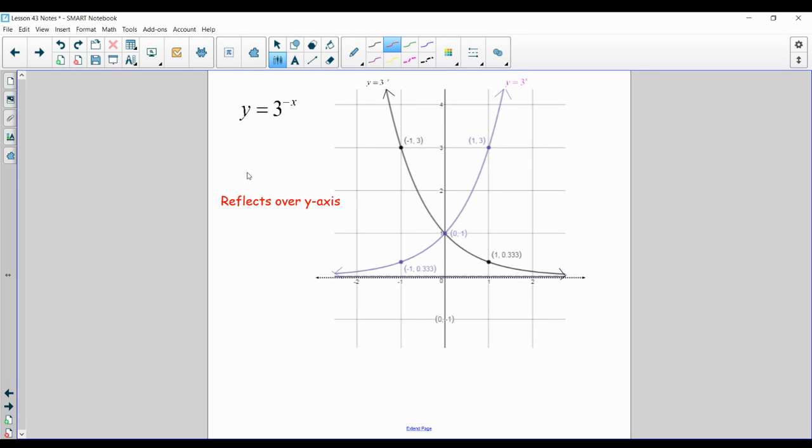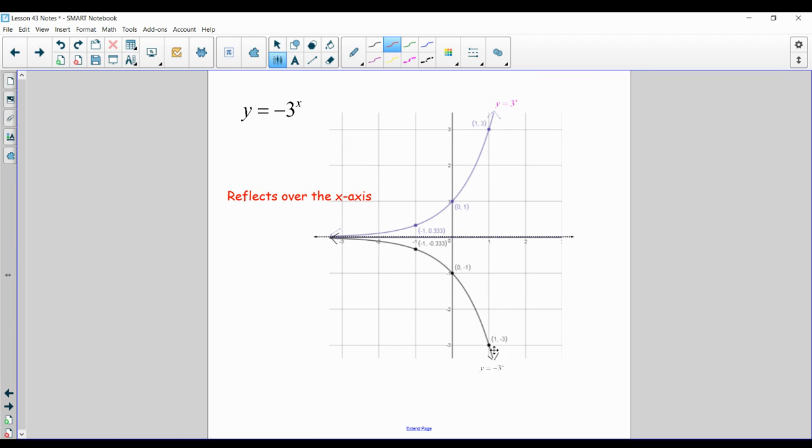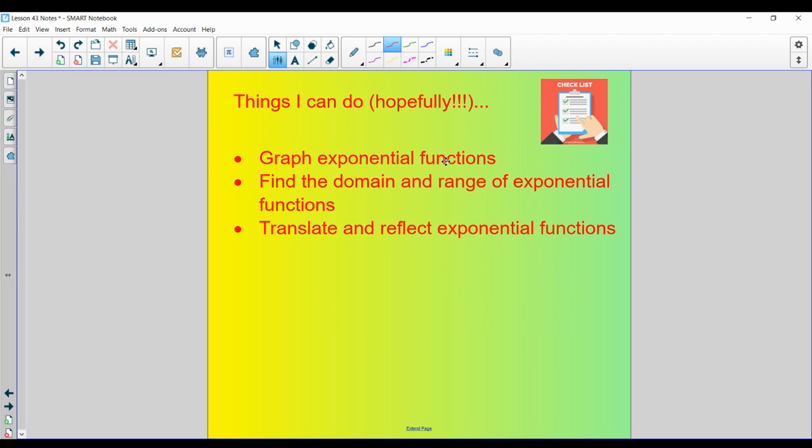Domain and range, again, make sure you're concentrating on those. For instance, this one here, when you reflect over the x-axis, the domain would still be all real numbers, but the range now would be less than 0 as opposed to greater than 0. So when you're asked domain and range questions, I would take a look at what the graph looks like to be able to come up with that. All right, so you should be able to graph exponential functions with 3 points at least, if not more. Find the domain and range, and then you should be able to translate and reflect. So move it up, down, left, and right, and flip over the axis. All right, so that's lesson 43. Let me know if you have questions.